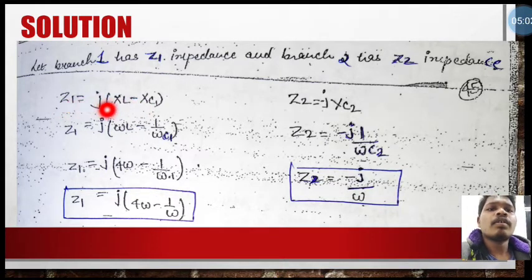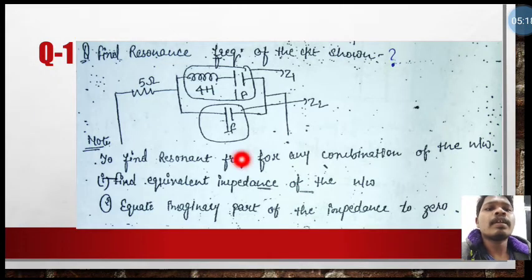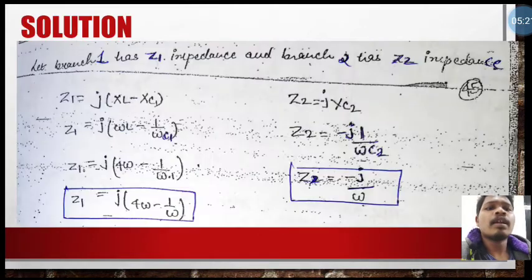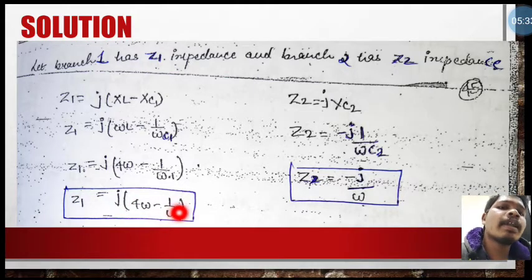Okay, so Z1 is equal to jXL minus XC, where XL is equal to omega L, which we already know, and XC is equal to 1 divided by omega C. By putting the values in this equation, we know the inductance L is 4 Henry and the capacitance value is 1 farad. So put here 4 Henry and 1 farad. Then after putting this in the equation, we will get Z1 is equal to j(4 omega minus 1 divided by omega). So this is our equivalent impedance Z1.